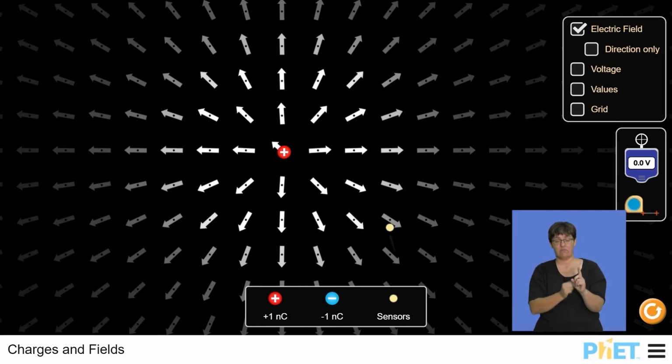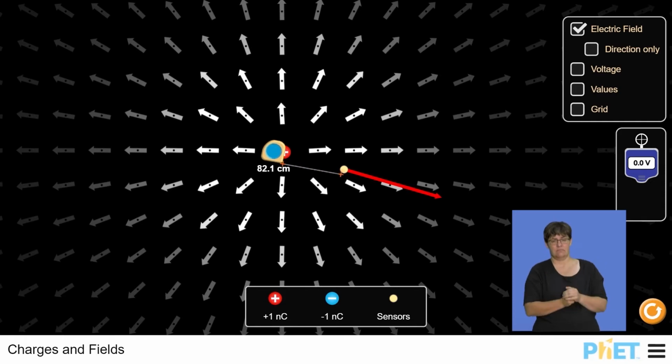So if we put a unit positive charge at some distance, that's what is going to happen. It will be repelled away from that charge which created the field. Now the issue here is about distance. Let's say for argument's sake, we double this initial distance. That's our tape measure there.